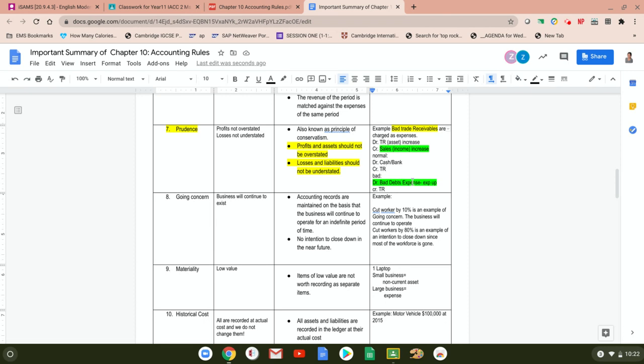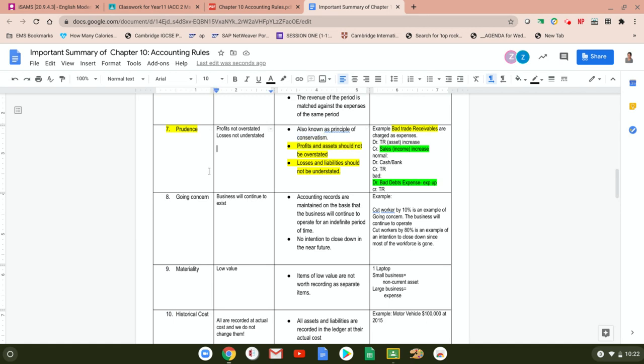When you are doing this process, you are actually applying the prudence principle because you are not overstating your profit and your losses are not understated. You are recording them properly. So that is prudence.